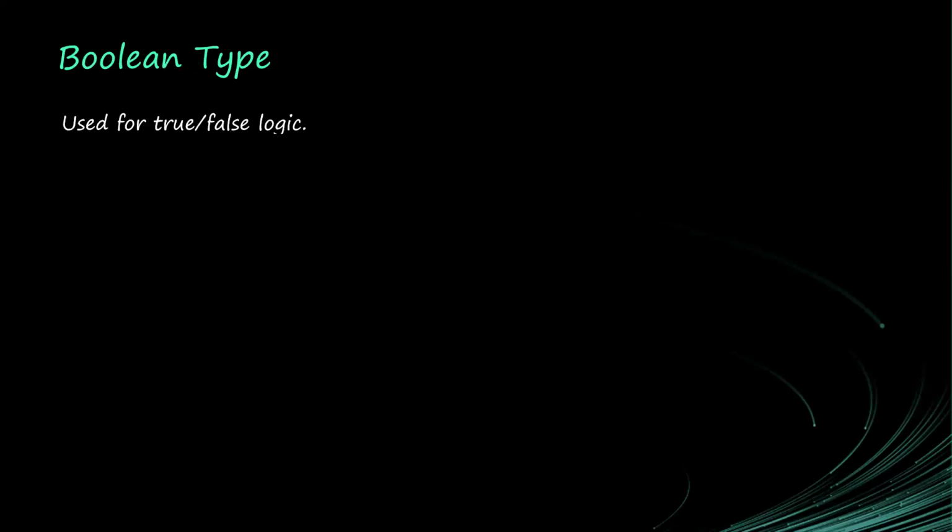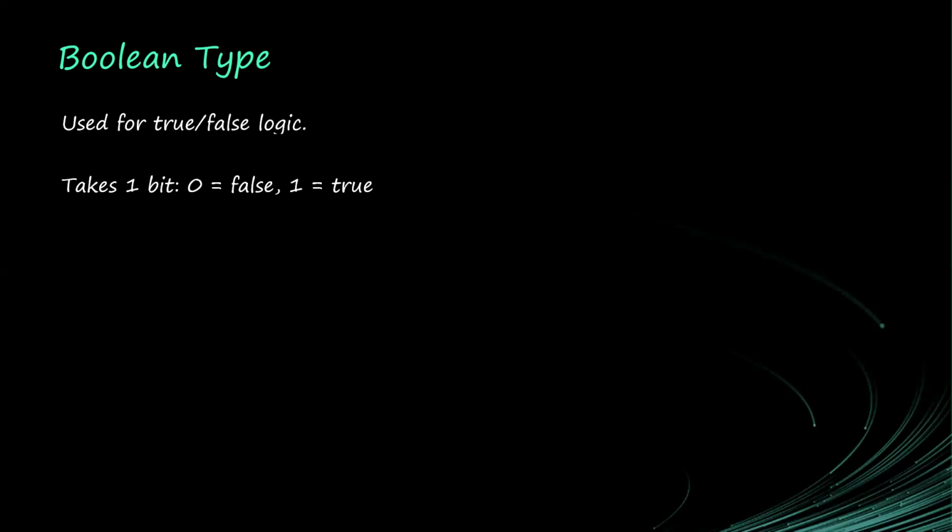We also have Boolean types. This type is used to store anything like true or false, on or off, yes or no. It takes 1 bit. 1 bit is enough because it is either a yes or a no, or true or false.